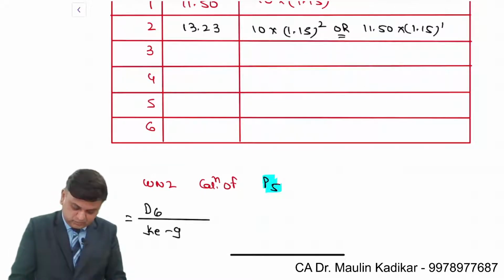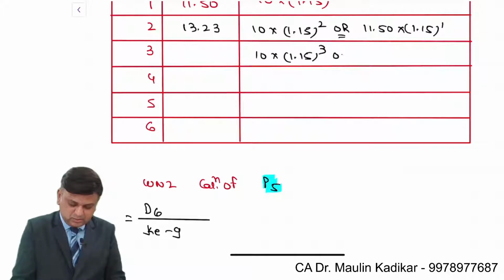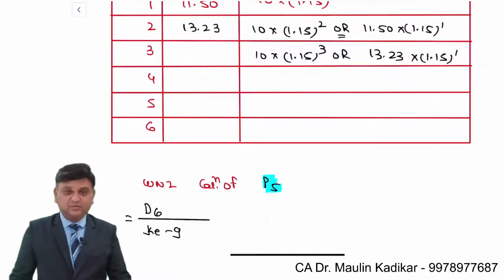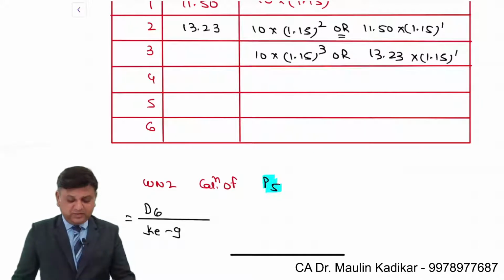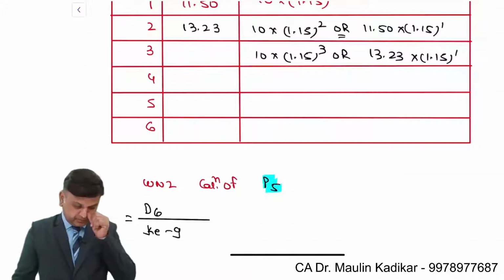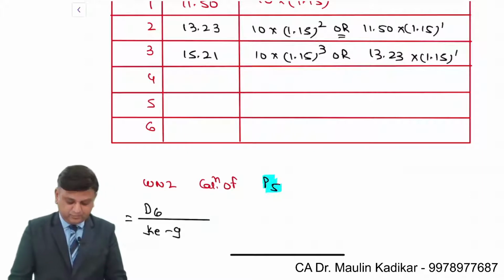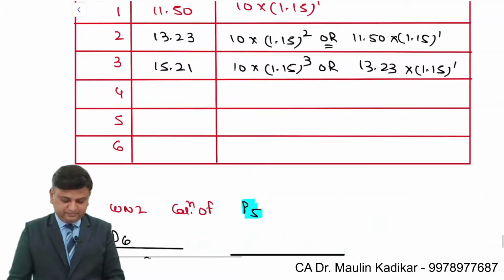Next, it is 13.23, sorry, 10 into 1.15 raised to 3, or otherwise 13.23 into 1.15 raised to 1. That is, the preceding year dividend is compounded for once, or otherwise we take year 0 dividend which is compounded for 3 times. So 15.20875. So it is 15.21.